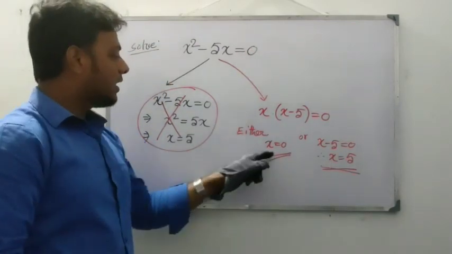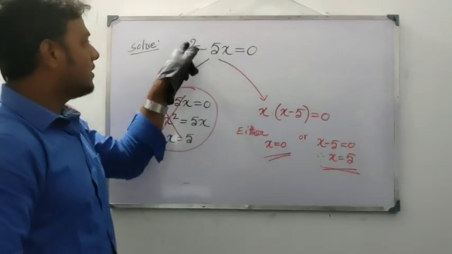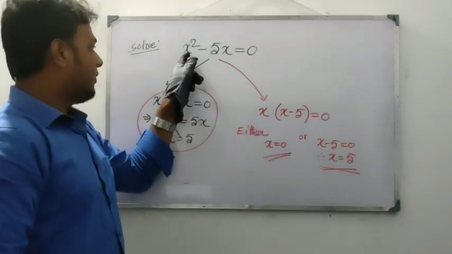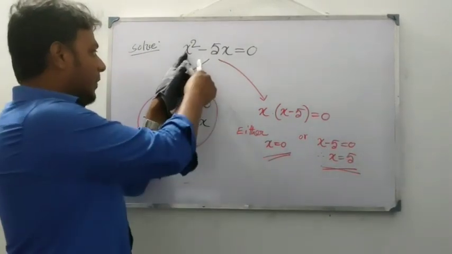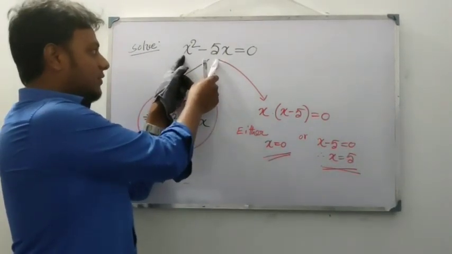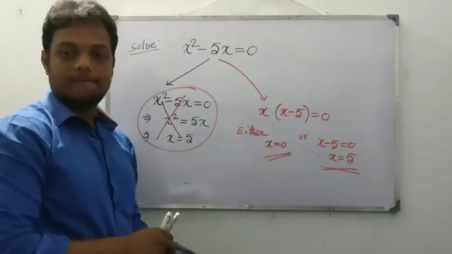You can check. If you put x equals 0, then this term is 0 minus 5 into 0, that means 0. Right hand side is also 0. If you put x equals 5, then this is 5 square, which is 25, minus 5 into 5, which is 25. So 25 minus 25 is again 0. It's clear?